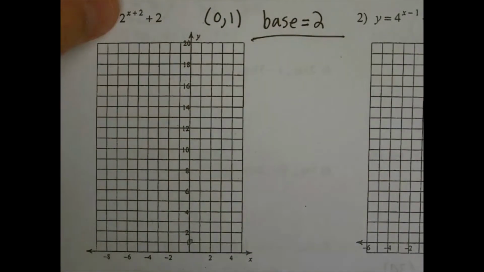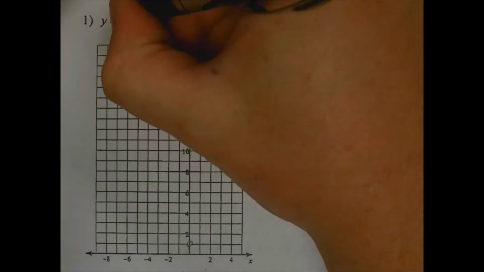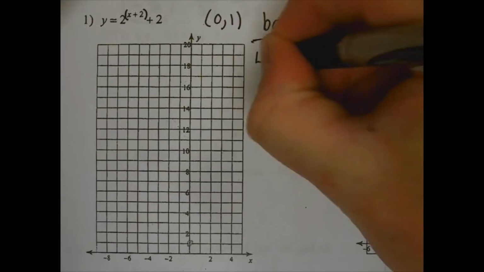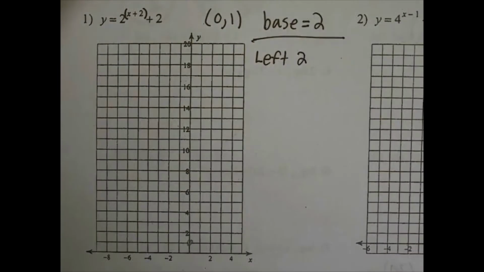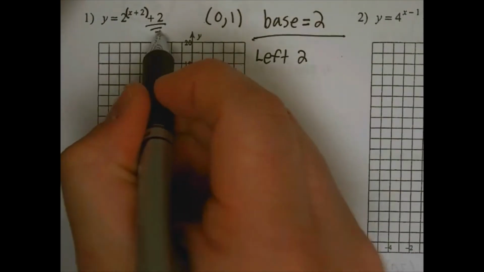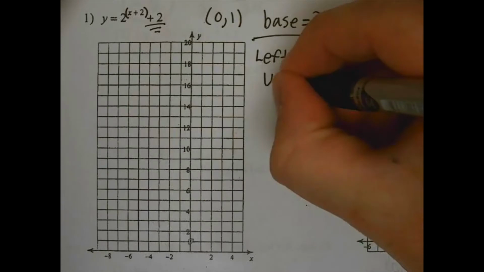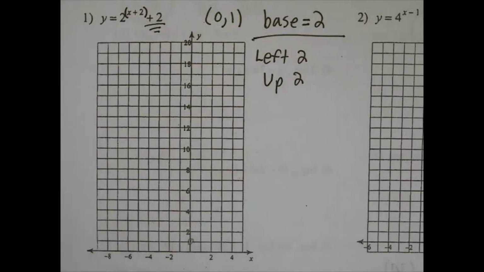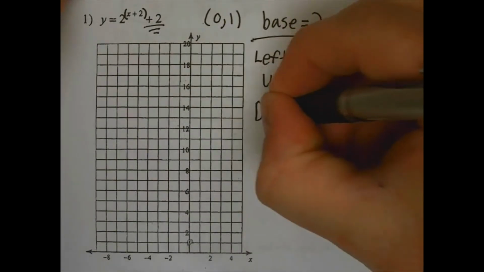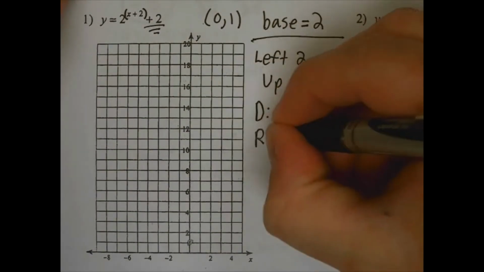Okay, transformations, left, right, up, and down. So up here, I have x plus 2, which goes left 2. And remember, the left and right, you always do opposite of what you see. So x plus 2 is left 2. And then plus 2 outside is up 2. Left 2, up 2. I'm going to put a D for domain and R for range.